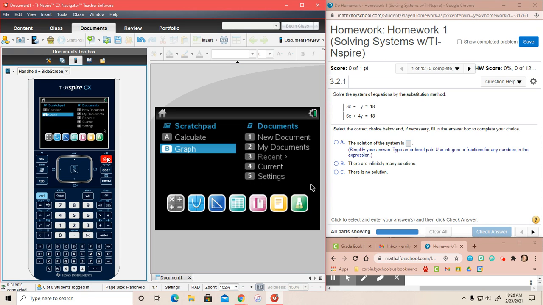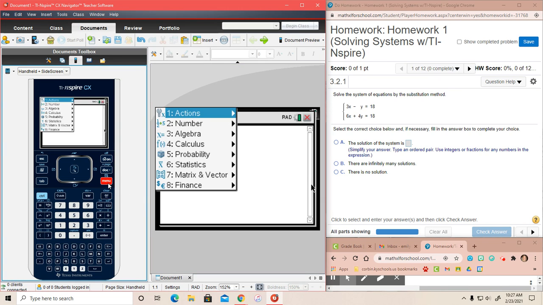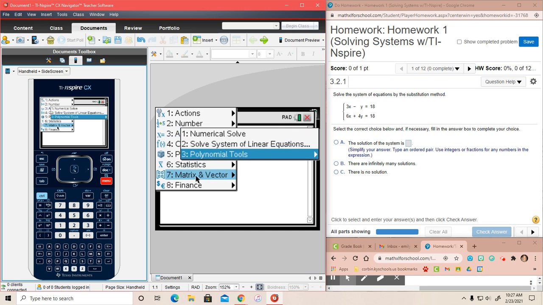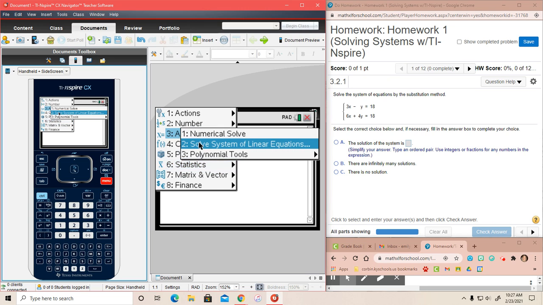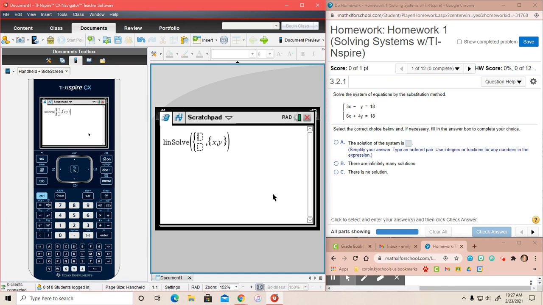But here's another option. If you go to A, calculate, and I'm not sure why that's in there, but if you hit menu and go down to algebra, you have some different options here. You have numerical solve, solve systems, and polynomial tools. We're solving a system, so that's where we're going to go. We have two equations, two variables.